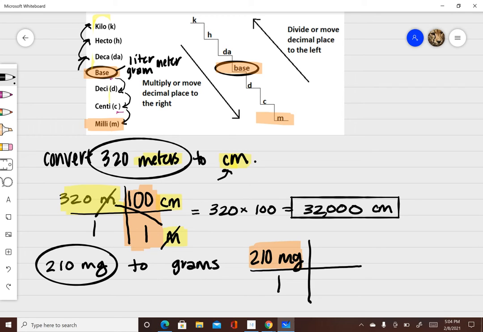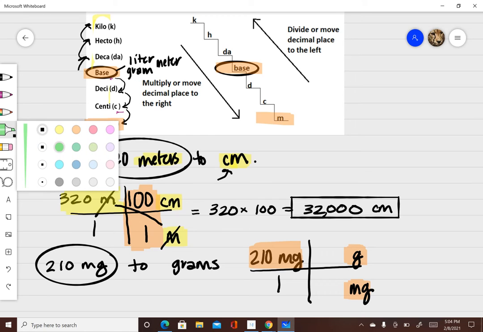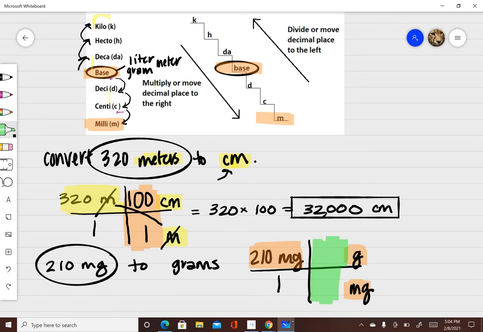What unit goes in the denominator of my next window? Milligrams. Why? Because it's the same as the one that I was starting with, so I can cancel it. What goes in the numerator for my unit? Grams. Why? Because that's my final unit I'm trying to solve for. Now I need to figure out how many steps away I am and which unit is larger so that I can fill out the conversion factor and finalize my problem.